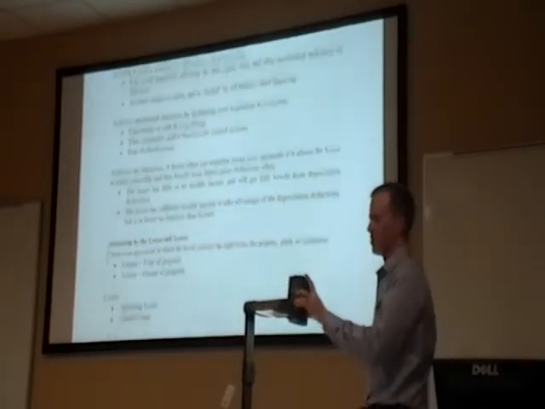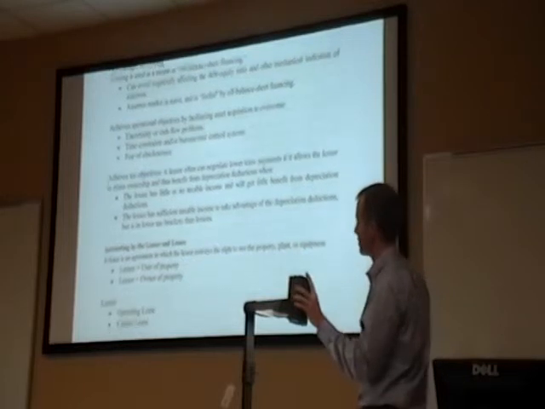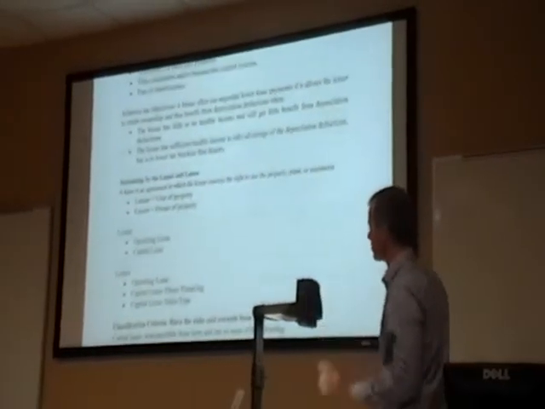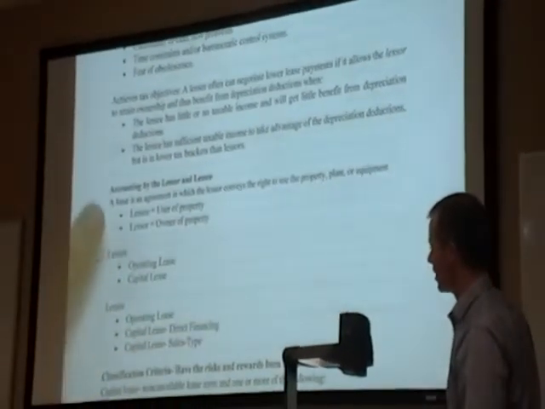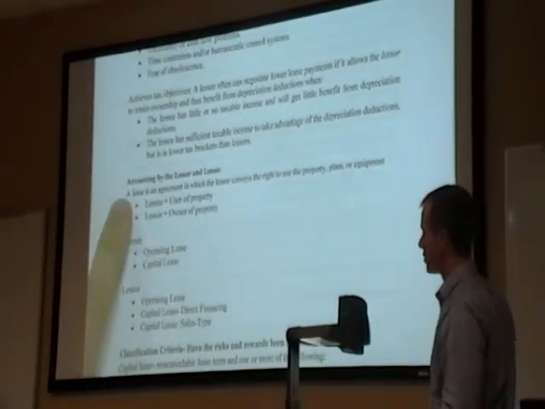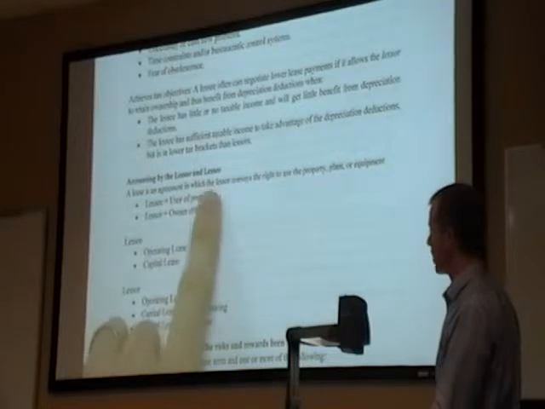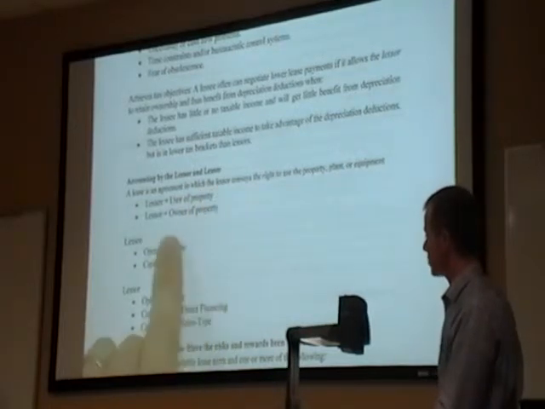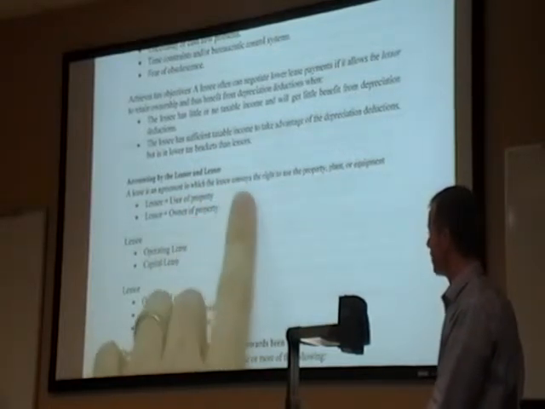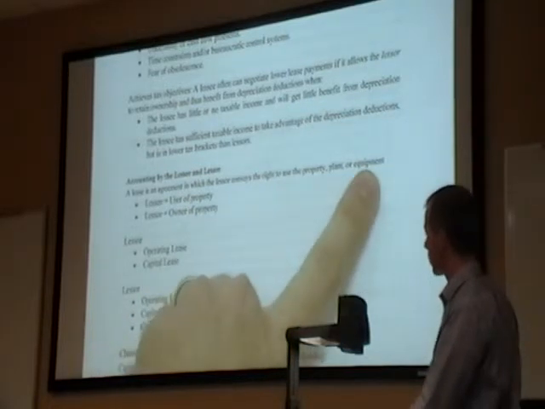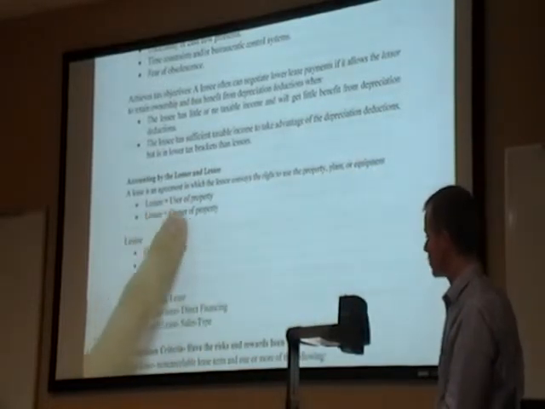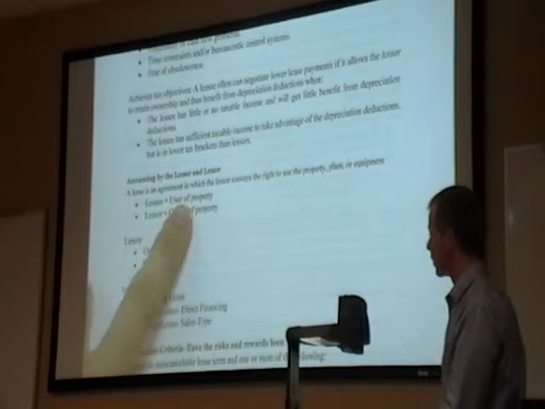All right, so now we'll get to some of the questions you guys are trying to ask. Well, what kind of leases are these, and what happens to the assets and such? So, accounting by the lessor and the lessee. Here's a basic definition of the lease. A lease is an agreement in which the lessor, the owner of the property, conveys the right to use the property, plant, or equipment to the lessee, which is the user of the property.